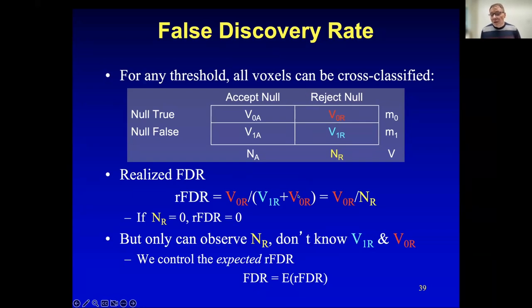The false discovery rate is basically saying, well, wouldn't it be great if we could just think about this ratio, the ratio of false positives to the total number of positives. So no longer a probability. Family-wise error is the probability of any false positives. This is saying, no, let's think about the ratio. Now, the problem is you don't know for any one result how many of your significant voxels are false positives. But we can try to control the expected false discovery, the expected realized false discovery.